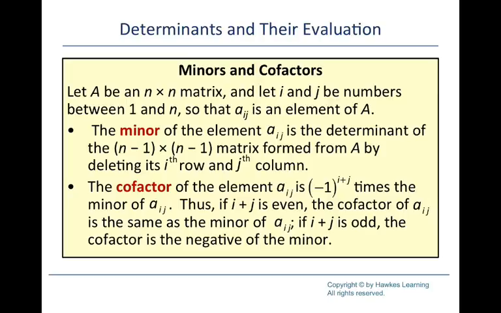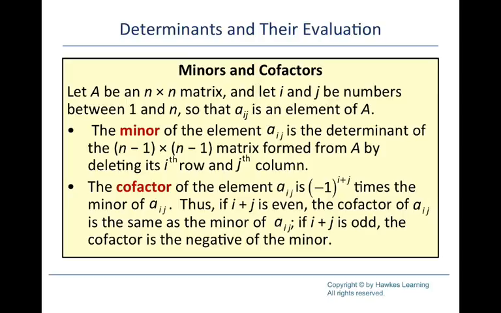Alright, so when we have larger matrices, we have minors and cofactors. The minor of a 3 by 3 matrix is a 2 by 2 matrix. We'll cross out the row and the column that that element is in, and what's left uncrossed out will be the minor. The cofactor is negative 1 raised to the i plus j power times the minor.